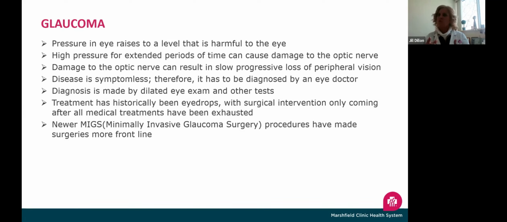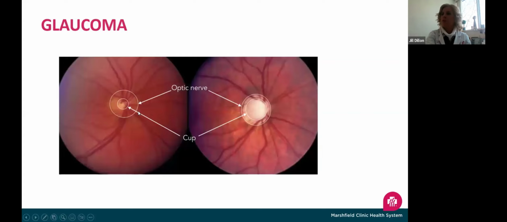It's very straightforward. So those are some procedures that we are also going to a little bit sooner now. What does glaucoma look like when we see it in the eye?